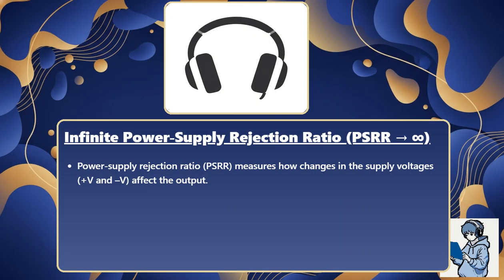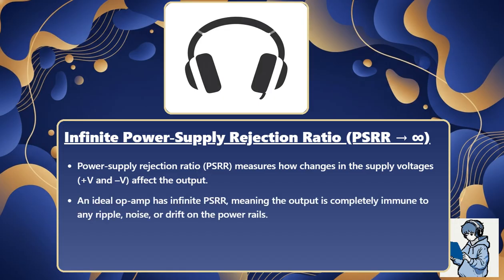Power supply rejection ratio, abbreviated PSRR, measures how changes in the supply voltages plus V and minus V affect the output. An ideal operational amplifier has infinite PSRR, meaning the output is completely immune to any ripple, noise, or drift on the power rails. PSRR equals delta V supply divided by delta V out, approaches infinity.